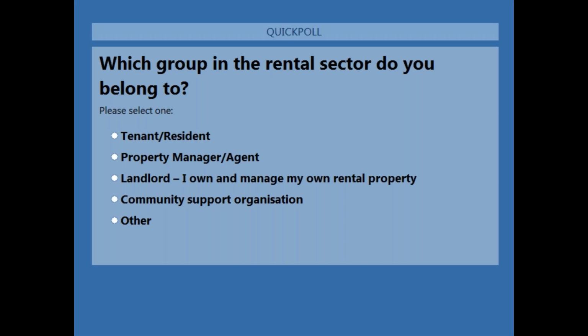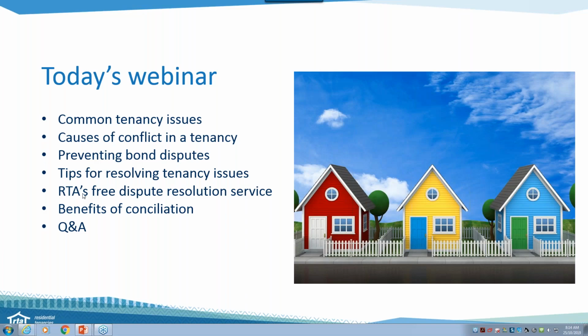Great. Thanks everybody. I'll just close that now. It looks like we have around 78% of people attending today are actually property managers or agents. Then we also have about 9% for community support organisations and 7% landlords, and just under 3% for tenants and residents in today's session. So thank you.